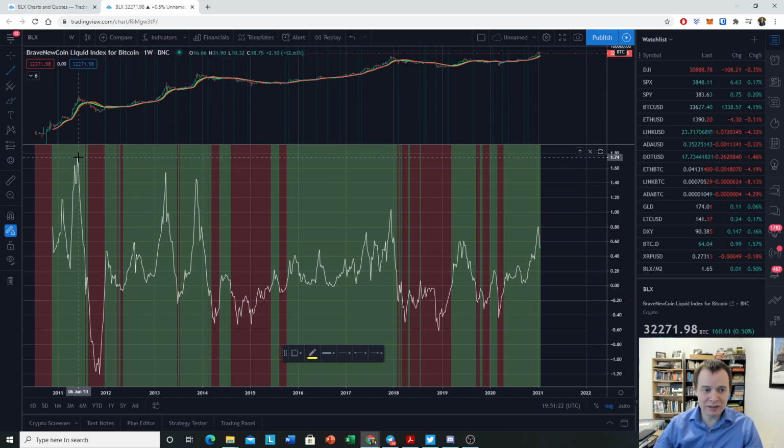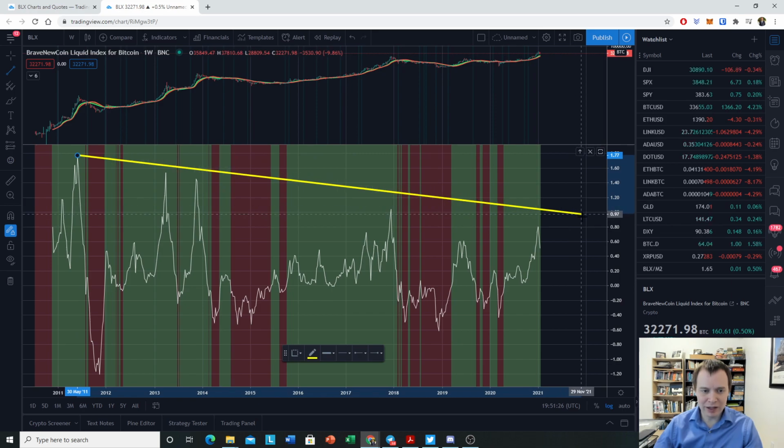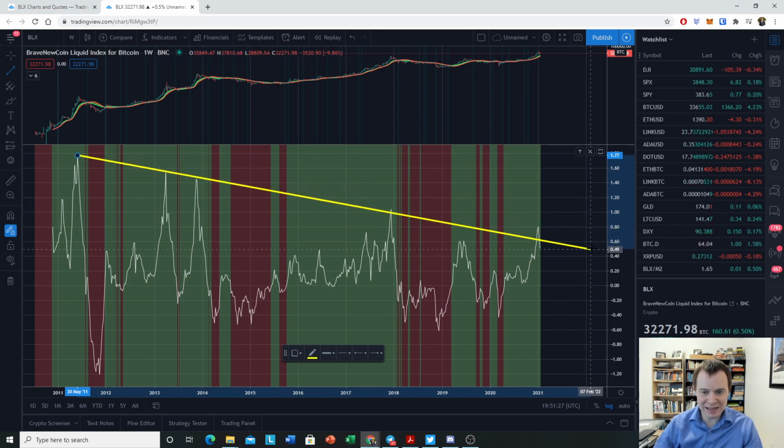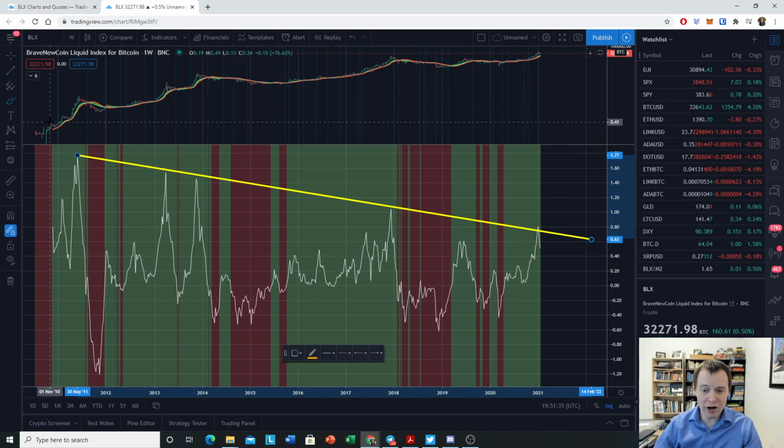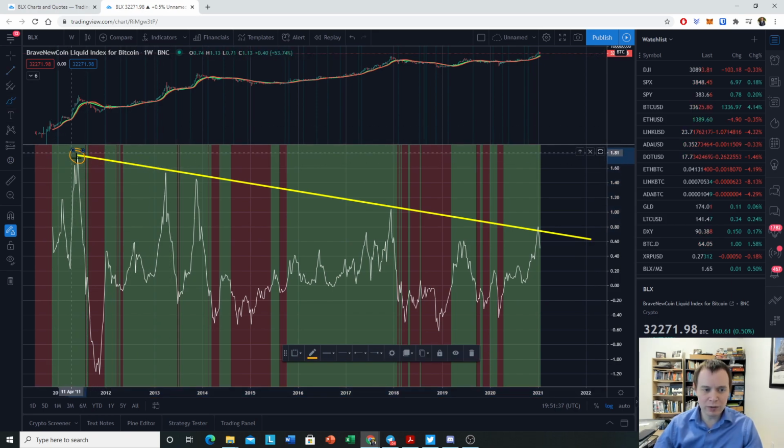Now, if you look at this, if you draw a line, and again, this line will eventually break, and we could already say to some degree it already has slightly, depending on how you draw this line exactly. But you can see that more or less, so far, the extension from the 20-week moving average each cycle has been diminishing. Again, it's not a perfect fit by any means, but so far, it seems to be the case.